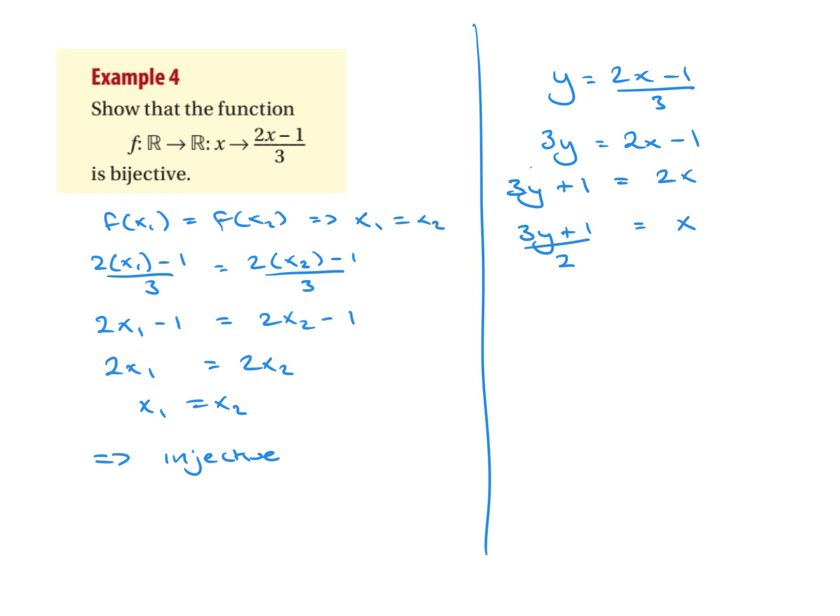Now I ask myself, is there anything there that I can stick in for y that won't give me an x value? It doesn't matter what value of y I stick in there, 1, 2, minus a million, 68 billion and 2, 1.6 pi, it makes no difference, I'm still going to get an x value. So this implies this is surjective. Now that we have injective and surjective, this implies that it's bijective. And we're done.